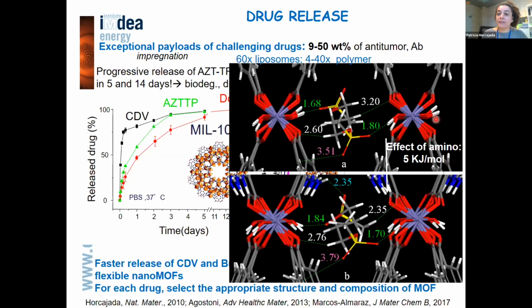Also, we can introduce in the material some additional functional group, for example an amino group in this material, which can promote an additional interaction between the drug and the matrix, increasing the heat of adsorption, so the drug-matrix interaction, and leading to also a better controlled release.